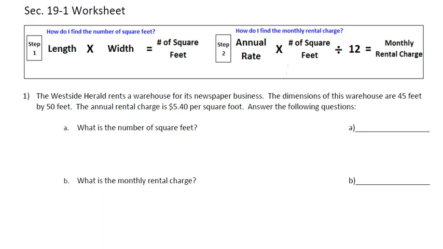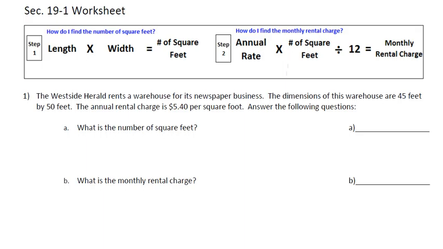In Chapter 19, we're looking at different types of costs that businesses have to pay in order for their business to keep rolling, to stay in business. And in Section 19-1, we're talking about renting. That's right, there are many businesses out there that do not own their own building and their own property. Instead, they rent a place to run their business.